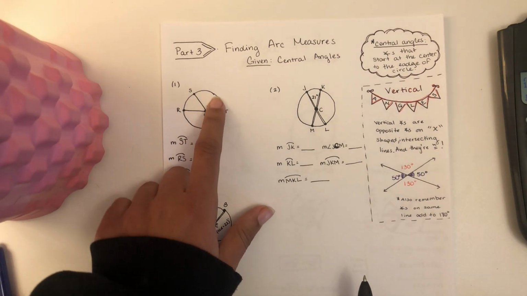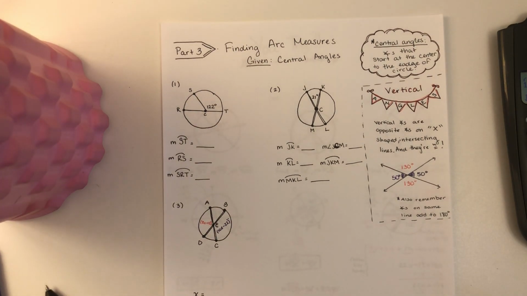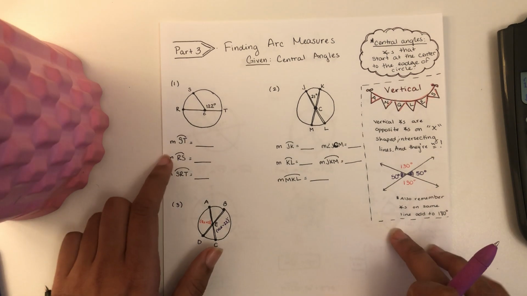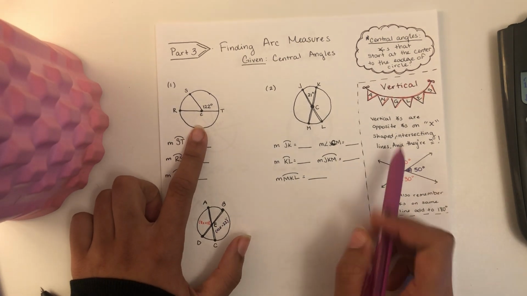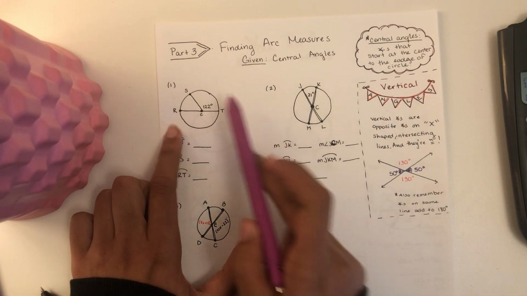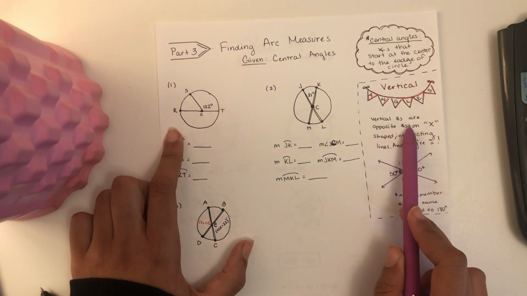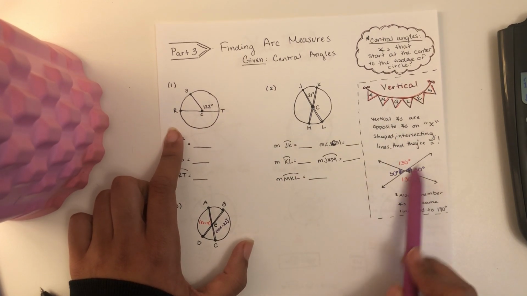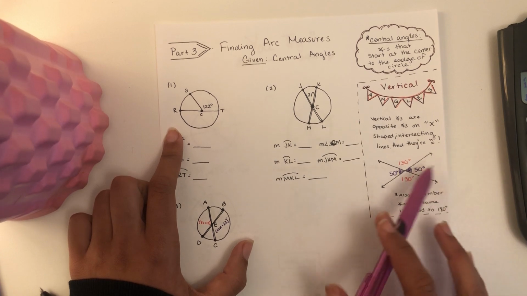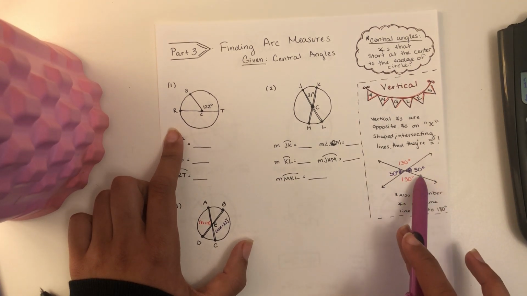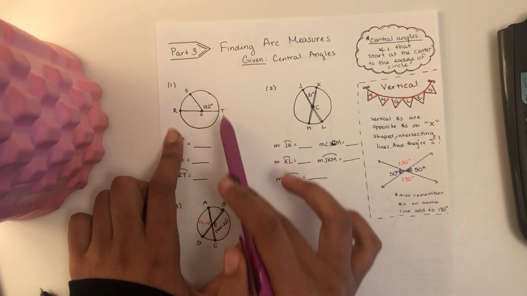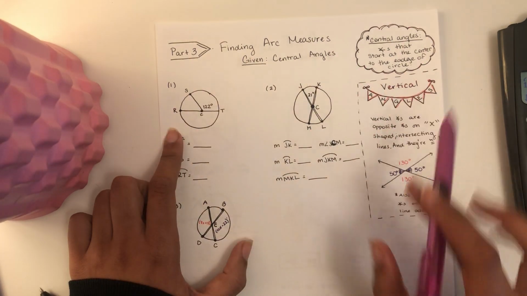All right, this was 122 degrees. Let's fill in the rest of the circle. So let's look over here. Talking about vertical angles, there are no vertical angles here, right? Vertical angles are opposite angles on an X shape, intersecting lines. And they're also congruent. So if this is 50, this is 50. We don't have that here. There is no X shape. There are no vertical angles.